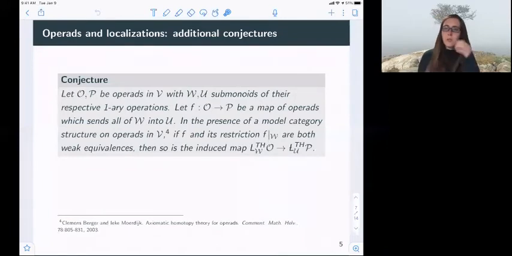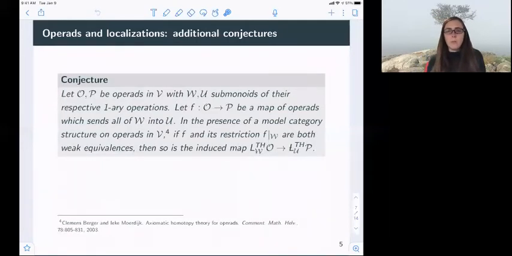So I have additional conjectures about this tree hammock localization. In particular, we want something similar to what we have with the hammock localization, which is that if I start with weakly equivalent operads, I want to get weakly equivalent tree hammock localizations. But in order to think about this, I need to have a concept of what weakly equivalent operads are. So that means that I have some sort of model category structure on operads in the category I'm considering.